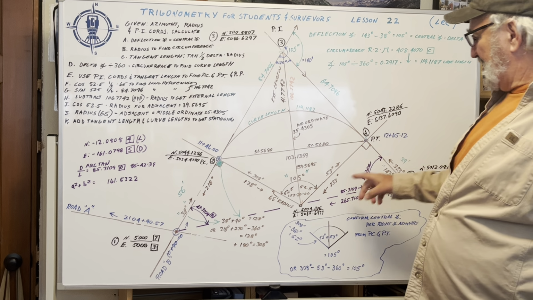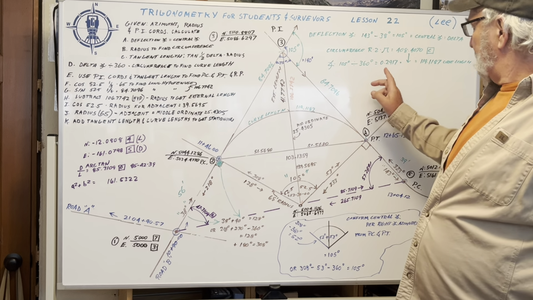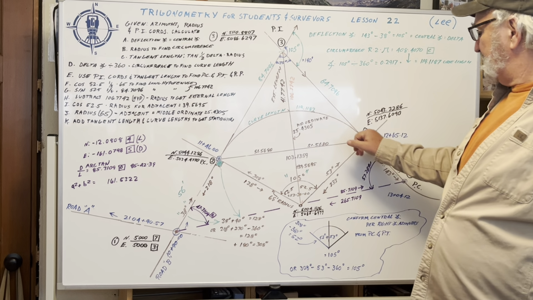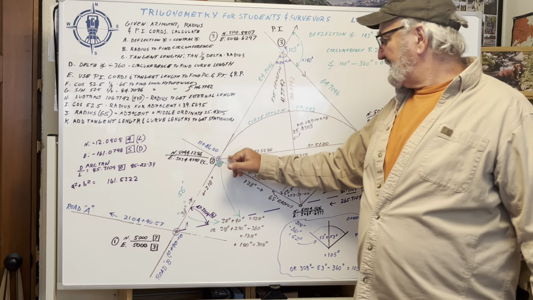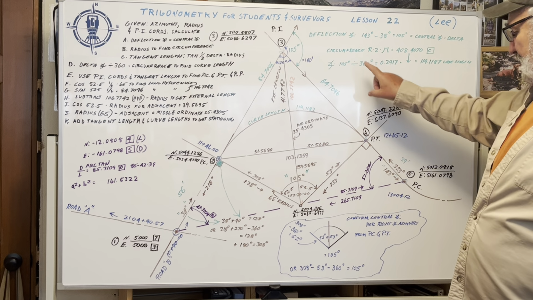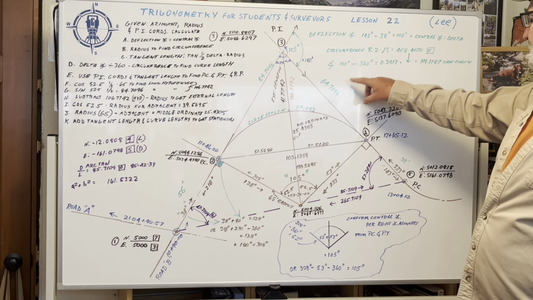Now we have our delta angle and we have our circumference. So now we're going to find the curve length. This is what we did yesterday, or the last lesson, lesson 21. So 360 is a full circle.